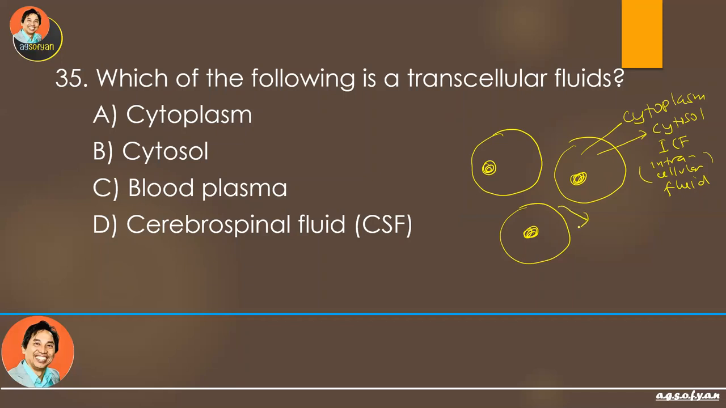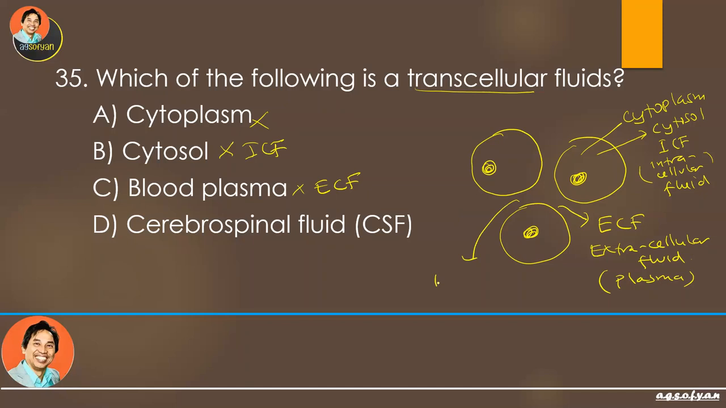Outside the cell, we also have fluid. It's called the ECF, extracellular fluid. An example of extracellular fluid in the blood vessel is plasma. So cytoplasm is not transcellular fluid. Cytosol is not; this is ICF, intracellular fluid. Blood plasma is also not; this is ECF, extracellular fluid. Sometimes this is also called interstitial fluid. So the only correct answer is the cerebrospinal fluid, or CSF. This is the transcellular fluid.